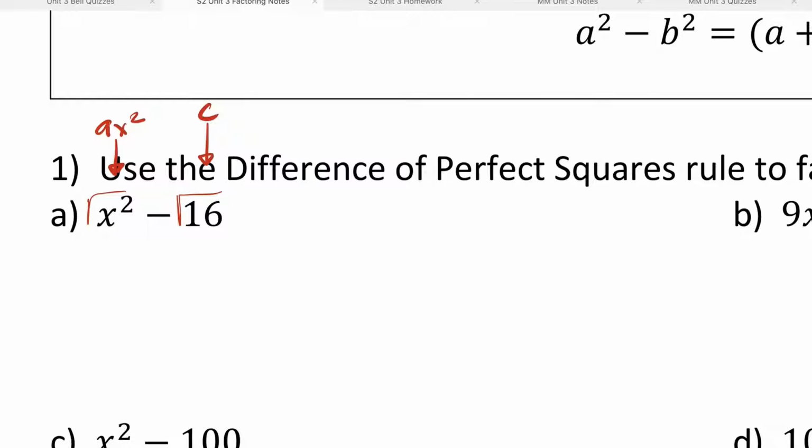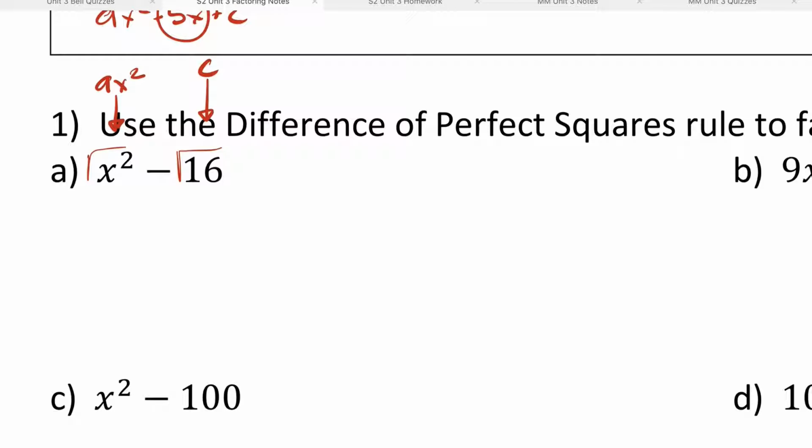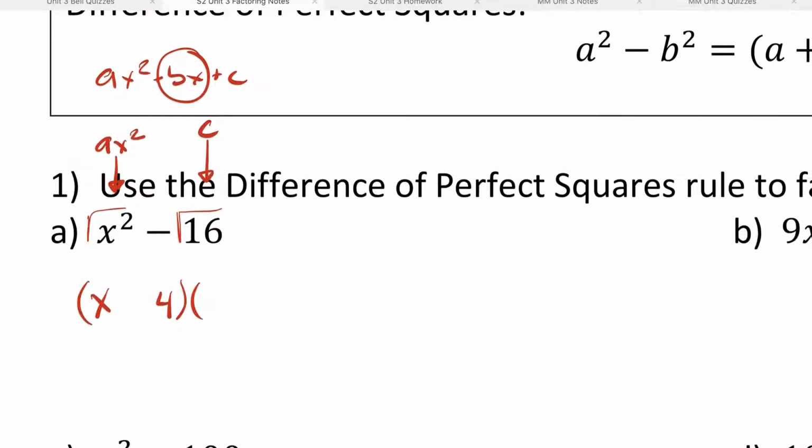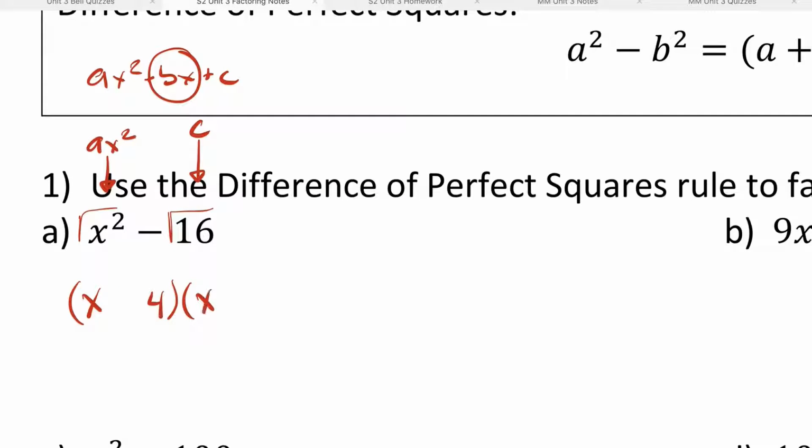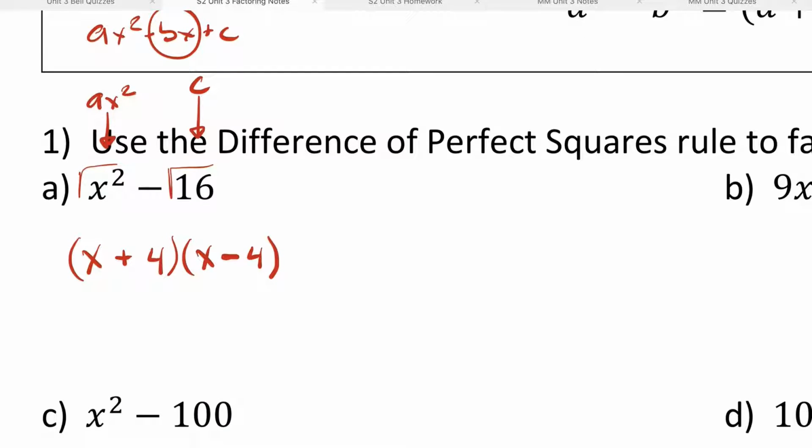If we're doing standard form ax squared plus bx plus c, and we have a bx term like that, then we cannot use the difference of squares. Okay? So if we simplify the square root of x squared, that's just x. And what's the square root of 16? That is just 4. Then for all of these problems, we're going to have two parentheses that have the exact same thing inside, except one is going to be positive and one is going to be negative. And if you don't believe that this is correct, you could always FOIL it back out. You don't need to do this, but if you wanted to check, you could.